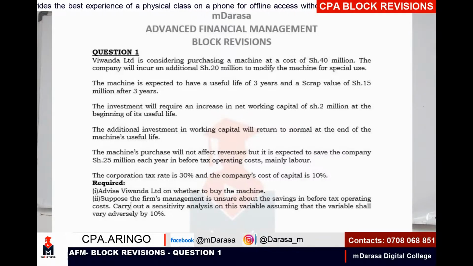The machine is expected to have a useful life of 3 years and a scrap value of 15 million after 3 years. By the fact that I'm given the useful life, the cost and the scrap value, the whole idea at the back of our mind should be depreciation. I'm also told the investment will require an increase in net working capital of 2 million at the beginning of its useful life, and that the additional investment in working capital will return to normal at the end of the machine's useful life.